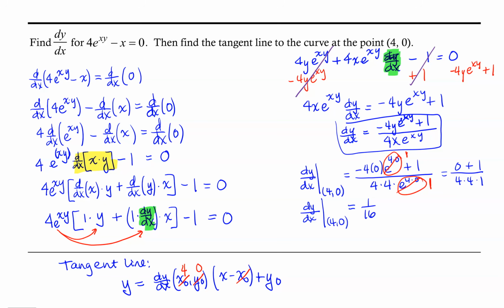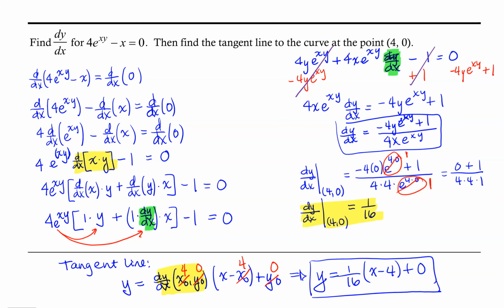So replacing x naught with 4 and y naught with 0, we end up with our tangent line being y equals our derivative at the point (4, 0). That's going to be a number, and that number we just found was 1/16. So y equals 1/16 times x minus 4. You can write the plus 0 or not, since it is a 0. So our equation of our tangent line is y equals 1/16 times the quantity x minus 4 plus 0. I hope you find this helpful.